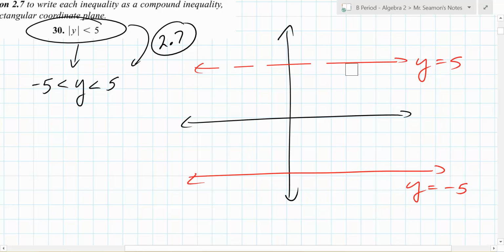By doing that. Yay, very cool. You can make dotted lines. Exciting. There we go. Okay, now we're not done. We've done the first two things. We've graphed and we've decided dotted or solid, but now we have to figure out where to shade. How do you figure out where to shade?